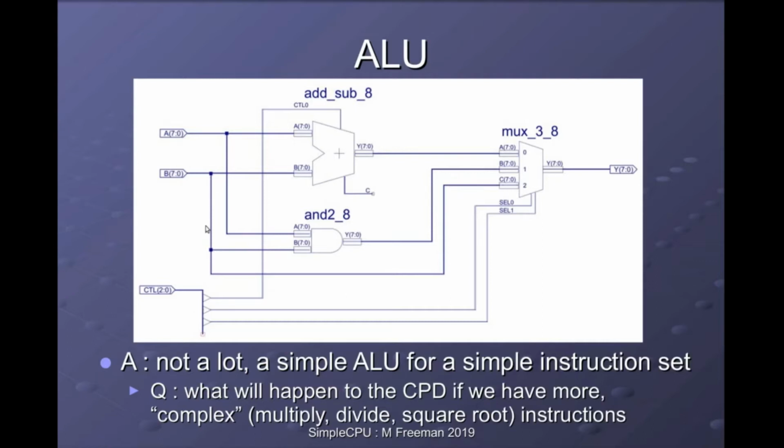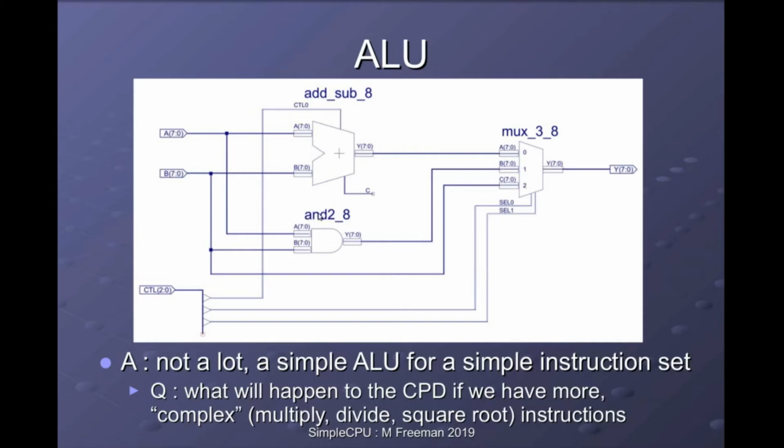So whatever's on B is passed through unaltered onto the output there, and that's used for moving data around or loading data from memory where you don't want to actually change the value. So we've got adder-subtractor, bitwise AND, and pass-through, and that's all that's in the simple CPU's ALU.